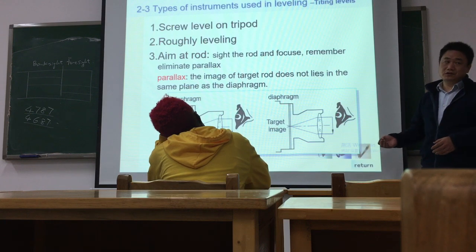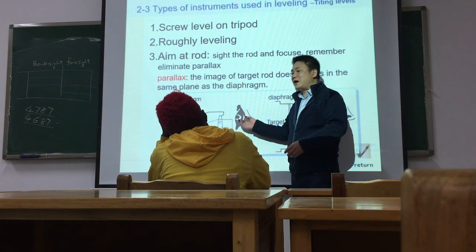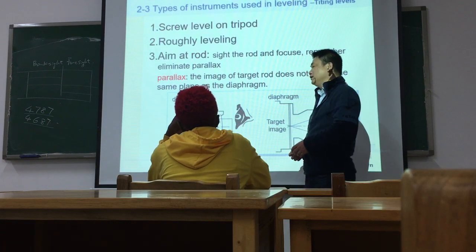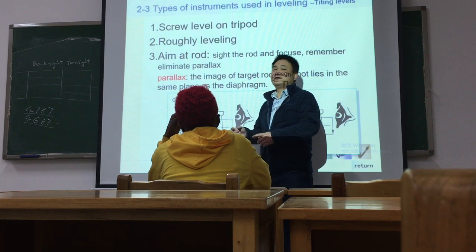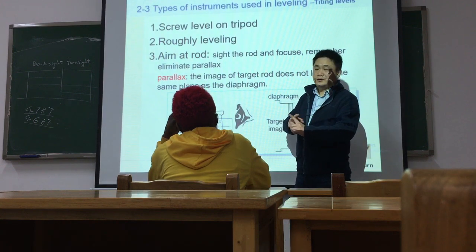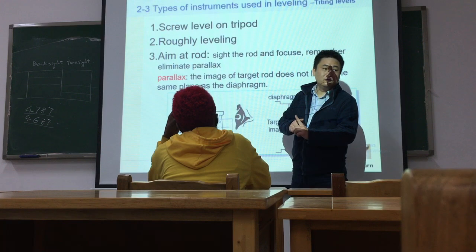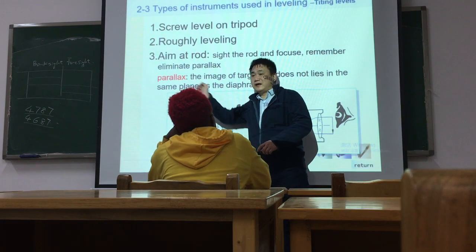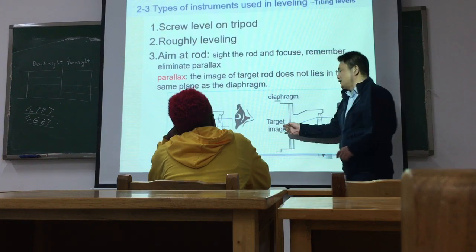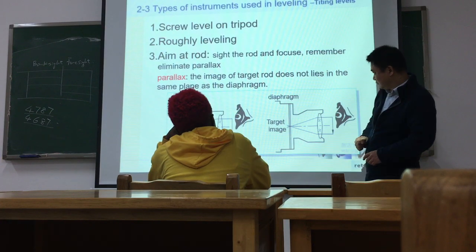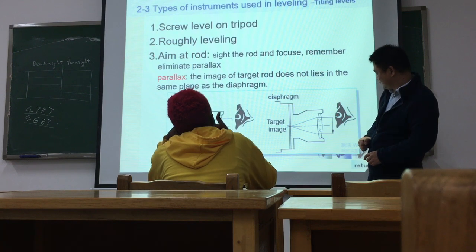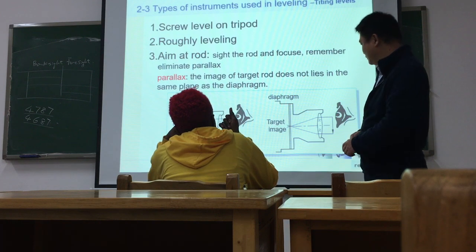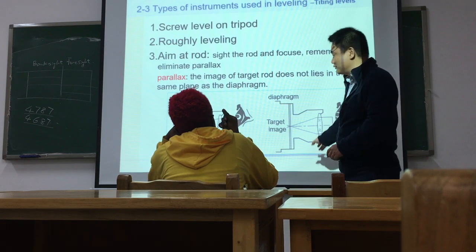So in this situation, when you move your eye in front of the eyepiece up or down slightly, you will see the target image and the crosshair keep still, stable, no moving. But if there is parallax, the two pictures are not the same. The difference is obvious.